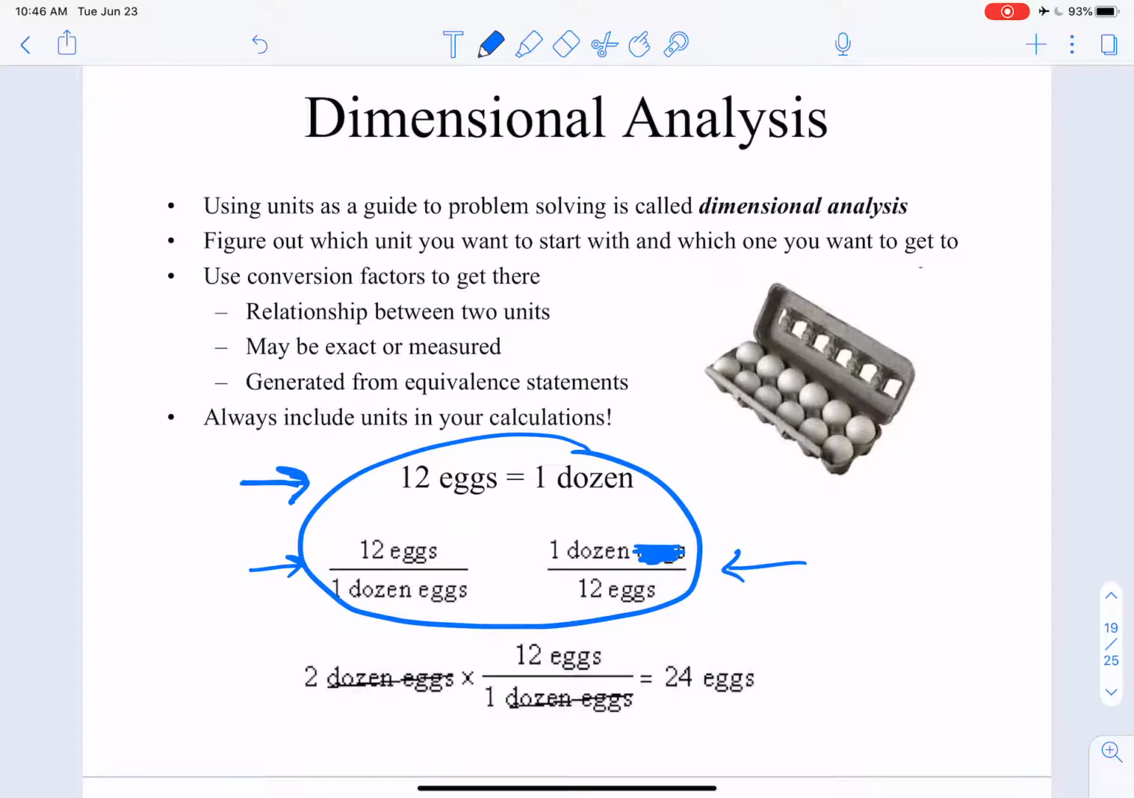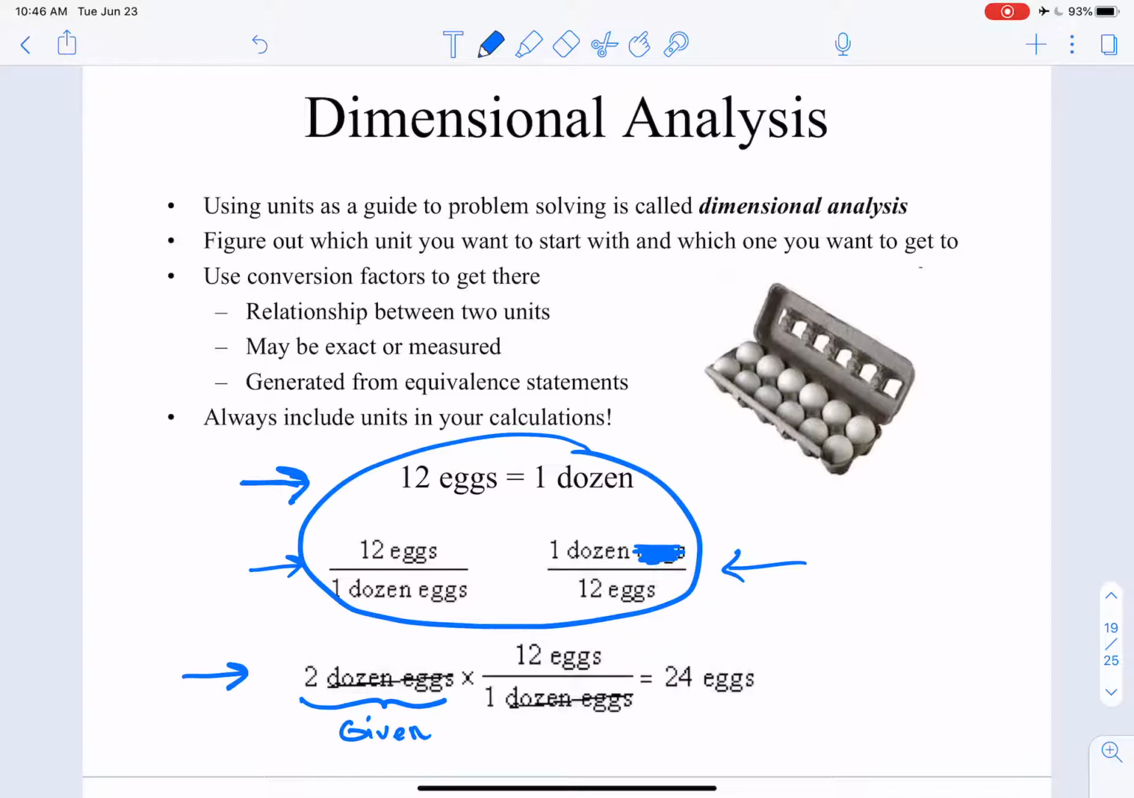Okay, now how we use these equivalence statements is below. We set them up in a mathematical equation and we start with what we're given. So say you have 2 dozen eggs. And your brain will do this dimensional analysis right away. Your brain goes, I've got 2 dozen eggs. I know there's 12 eggs per every dozen. So 2 times 12 gives me 24.